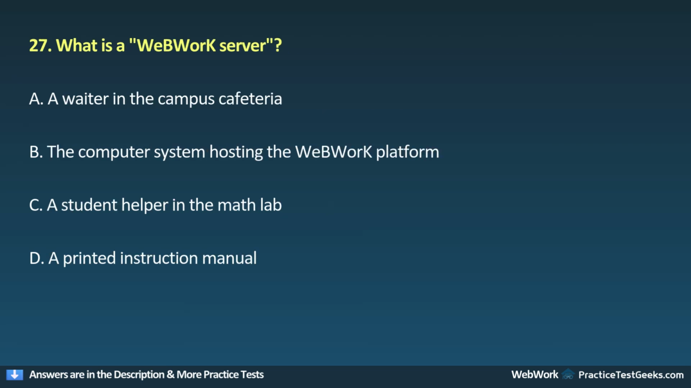27. What is a WeBWorK server? A. A waiter in the campus cafeteria. B. The computer system hosting the WeBWorK platform. C. A student helper in the math lab. D. A printed instruction manual.